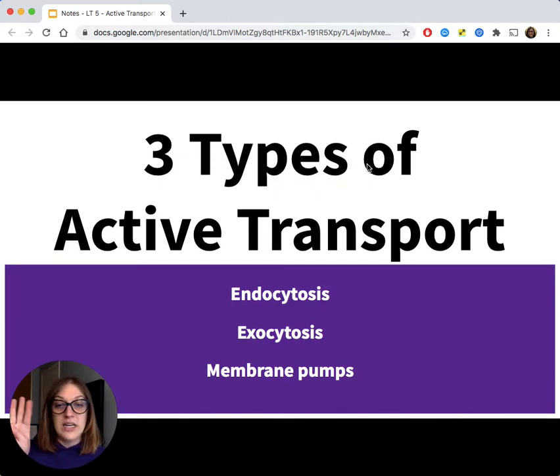There are 3 types of active transport that we are going to be learning about. 2 of them are very easy and straightforward, endocytosis and exocytosis. And the last one we'll talk about is a type of membrane pump called the sodium-potassium pump. Let's start with the easy ones.